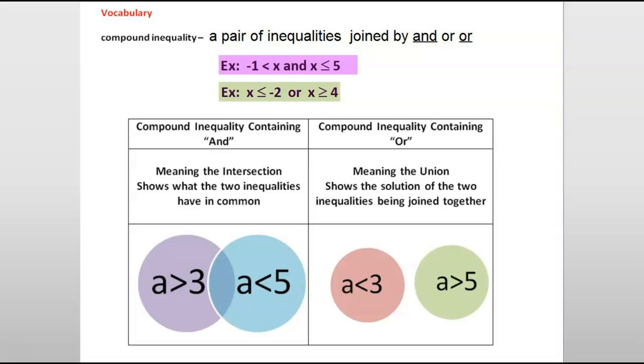And is the intersection. When inequalities intersect, they overlap, and they have areas in common. Or is the union, it's when you join two unshared quantities together. So union is kind of another word for marriage. So when two people get married, their families join together. But hopefully when they get married, their families weren't related from the past. So they're joining two new families together.